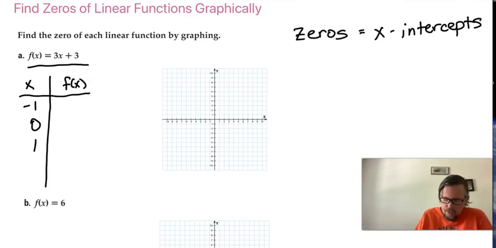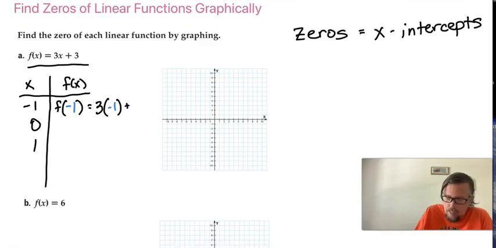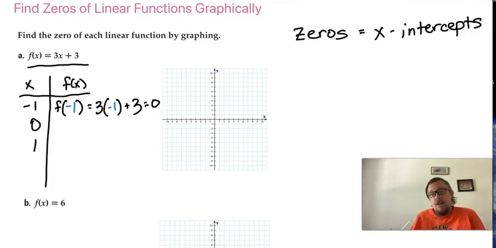So first we're going to do f of negative 1, which just means replace the x with negative 1. So 3 times negative 1 plus 3. 3 times negative 1 is negative 3, and negative 3 plus 3 is 0. So our first coordinate pair is when x is negative 1, y is 0. So we're going to go negative 1, 0, and put a point right there.